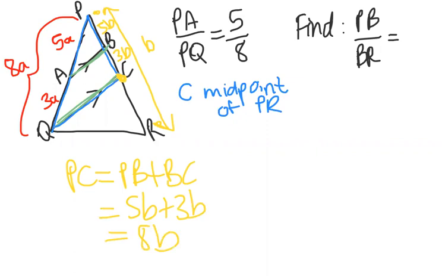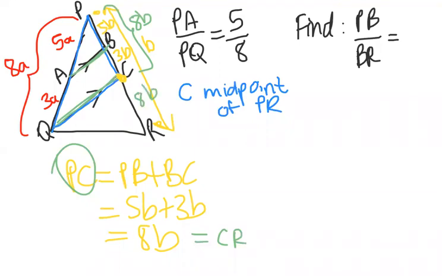So I'm going to do this. So PB, that part, let's do a different color that you can see. So PC, which is this, that is what I worked out there. That is 8B. But then all of this is equal to CR as well. So CR is also 8B.